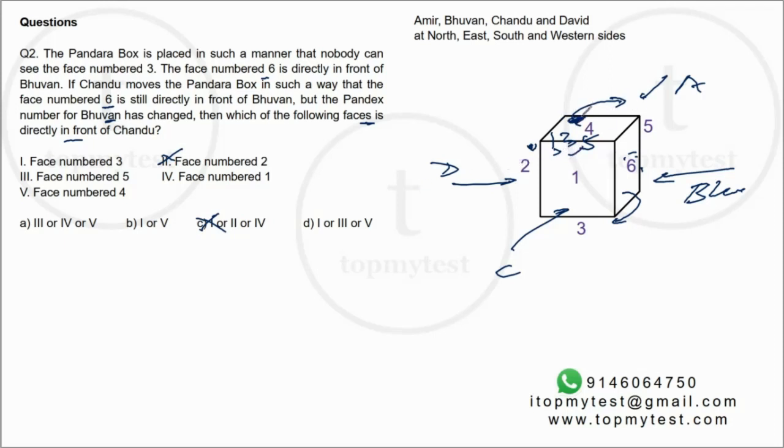What else cannot happen? 4 cannot stay on top, which means Chandu cannot be facing 1 also. If Chandu keeps on facing 1 and Bhuvan is facing 6, then the cube's orientation is fixed. Right. So 4 will still be on top. And if 4 is still on top, then Bhuvan's pandex number will not change. So even 1 cannot be faced by Chandu. Right. So the other 3 numbers are possible. Chandu can face 3, Chandu can face 4, Chandu can face 5. So 1, 3 and 5. Option D will be your correct choice.